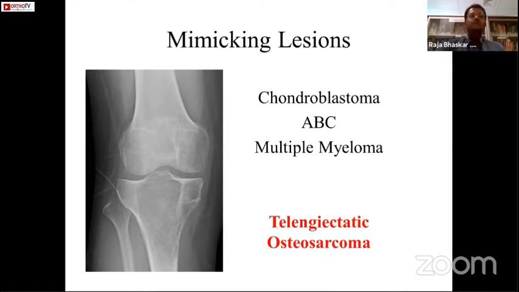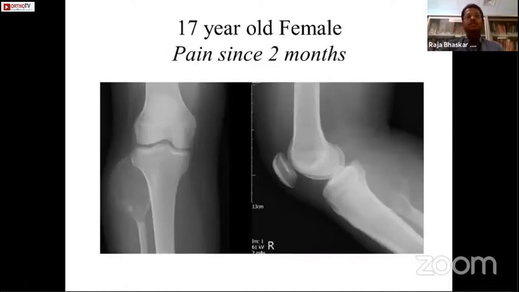And in this X-ray, which is a proximal tibia lesion, this turned out to be a telangiectatic osteosarcoma. So it is more important for you to be aware of this, and also for your radiologist and also for your pathologist to be aware and then take a decision.